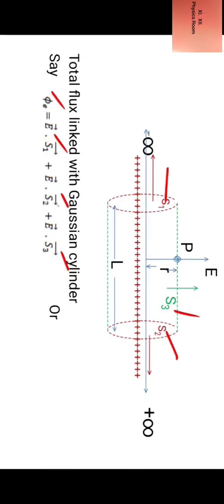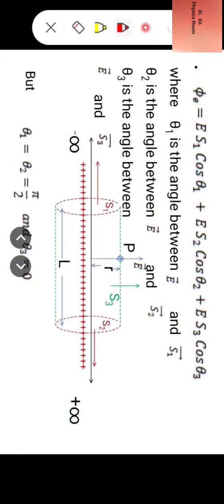Okay, the cylinder has 3 surfaces, 2 cap areas and 1 curved surface. So accordingly we calculate flux linked with each surface and then we add them up. Now let us evaluate the dot product. So total electric flux phi E would be equal to E S1 cos theta 1 plus E S2 cos theta 2 plus E S3 cos theta 3, where theta 1 is the angle between E vector and S1 vector, theta 2 is the angle between E vector and S2 vector, theta 3 is the angle between E and S3 vector.